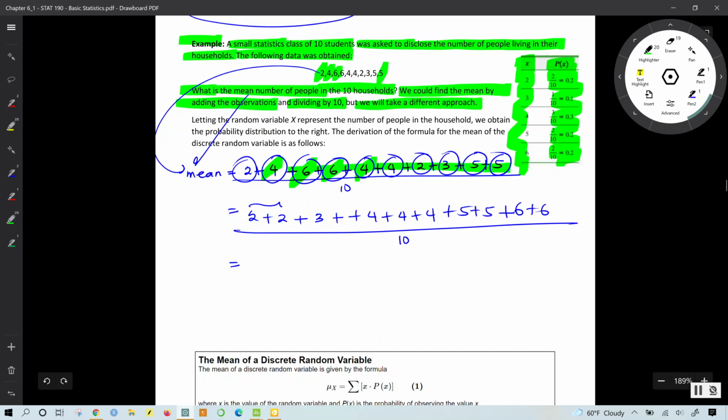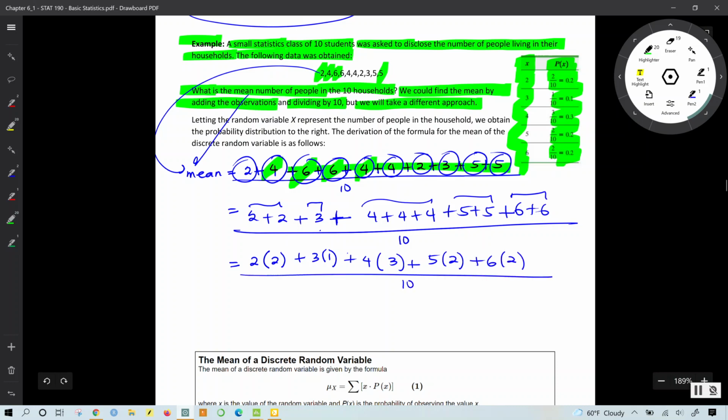How many 2's here? So this is 2, that will count twice. And then I have 3, that will count once. And then you have 4, that will count 3 times. And then I have 5, that will count twice. And I have 6, that will count twice, all over 10. This can break up into this piece over 10.